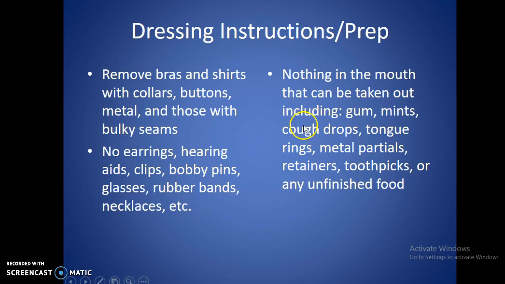Nothing in the mouth can be taken out, including gum, mints, cough drops, tongue rings. Tongue rings should come out because it will show up on C1 a lot of times. Metal partials, retainers, anything with metal that pretty much needs to come out. Any unfinished food, either need to spit it out or finish chewing it. If they have dentures, if they're plastic, they do not need to come out. But it may be easier for you to see C1 and C2 if they do take it out.